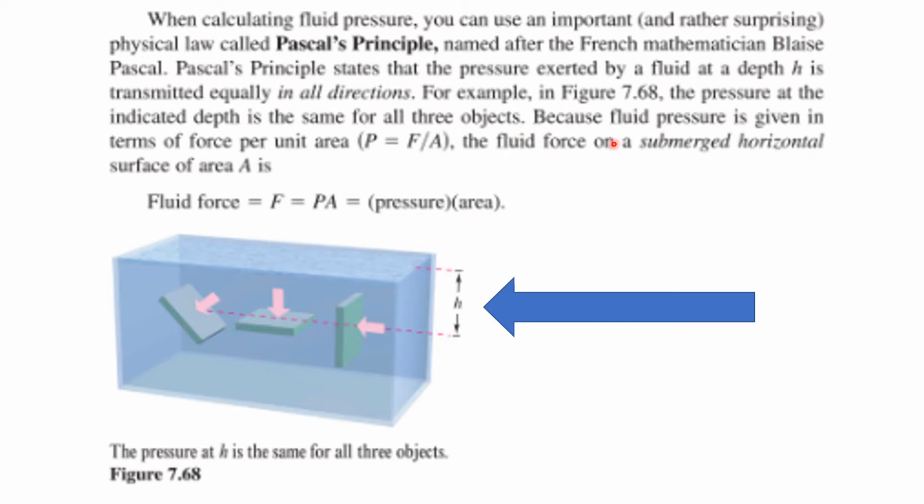And because the fluid pressure is given in terms of force per unit area, P equals F, force per unit area, the fluid force on the submerged surface of area A is, the fluid force is P times A. You just multiply both sides of this equation by A, and that is pressure times area. And so pressure times area is the fluid force at that depth.